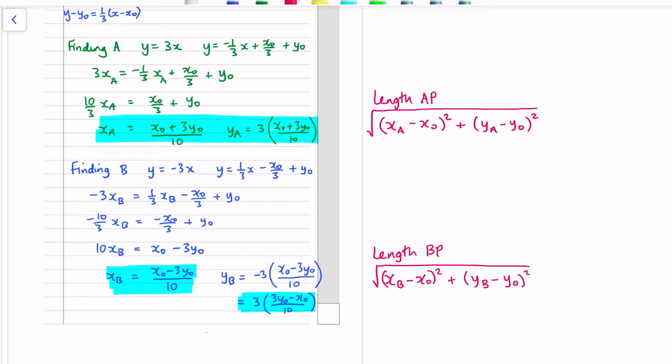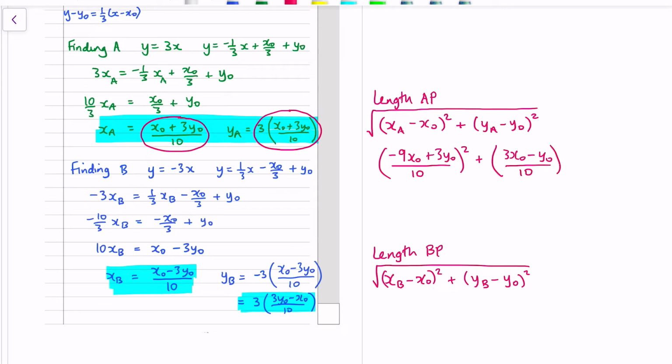Well, if I look at xA, and I take 1 x naught off it, that's going to become minus 9x naught plus 3y naught all over 10. And then if I look at the y value and I take y naught off it, I'm going to get 3x naught minus y naught over 10 all squared.